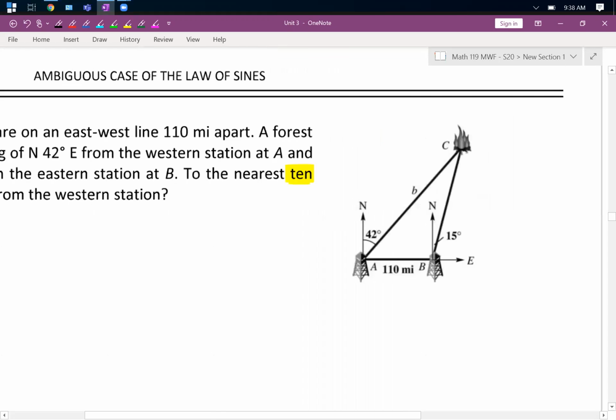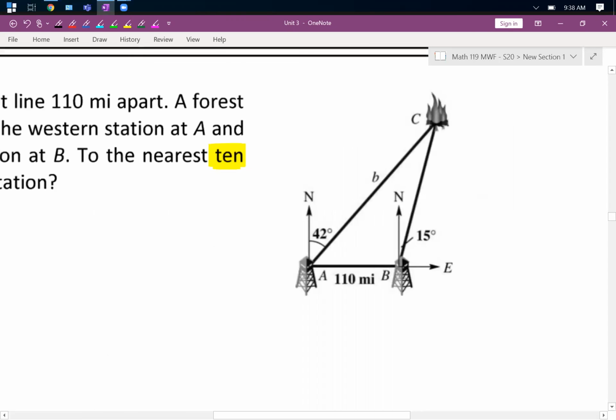All right. So A and B are on an east-west line. I'm going to stop talking. You guys explore the diagram. What do we know? So we know that AB is on this east-west line, and then we have all those other bearings. So what do we know that we can fill in for our triangle?